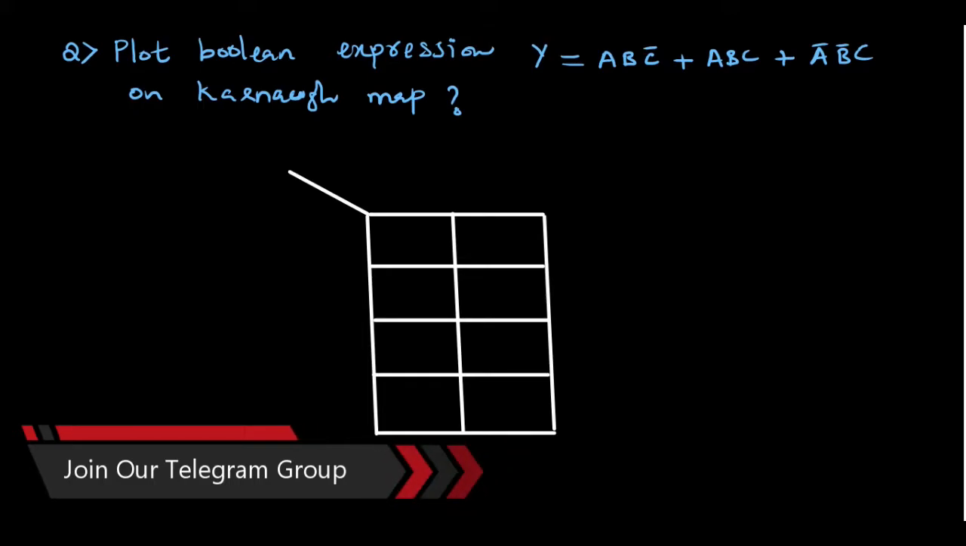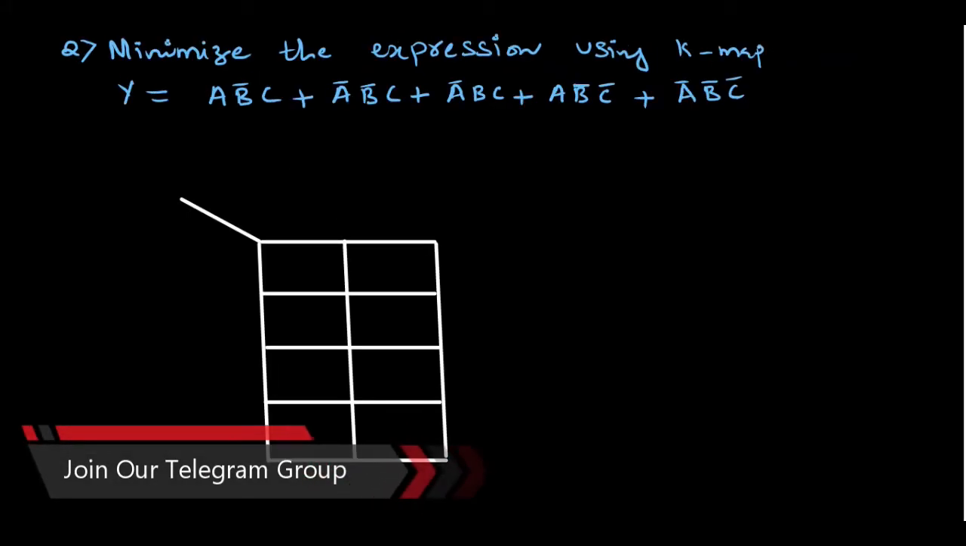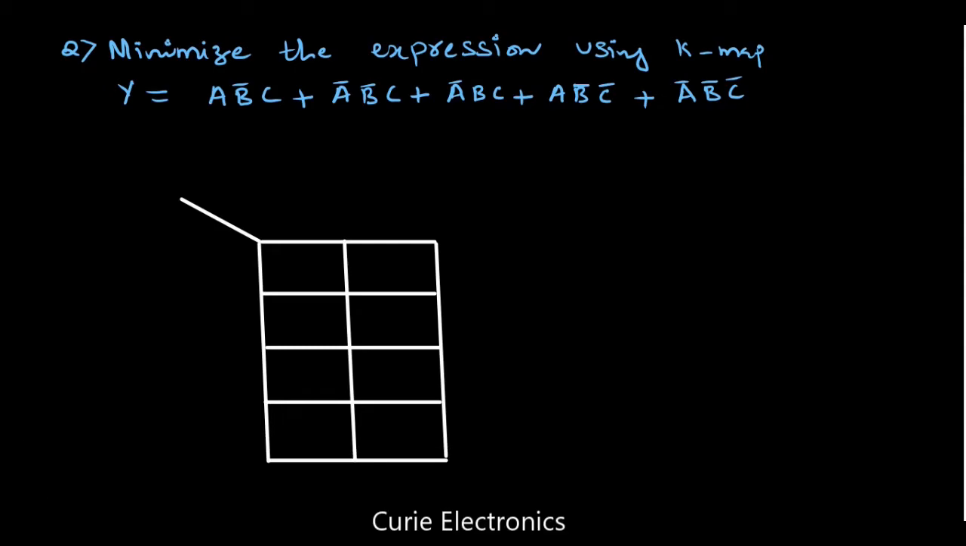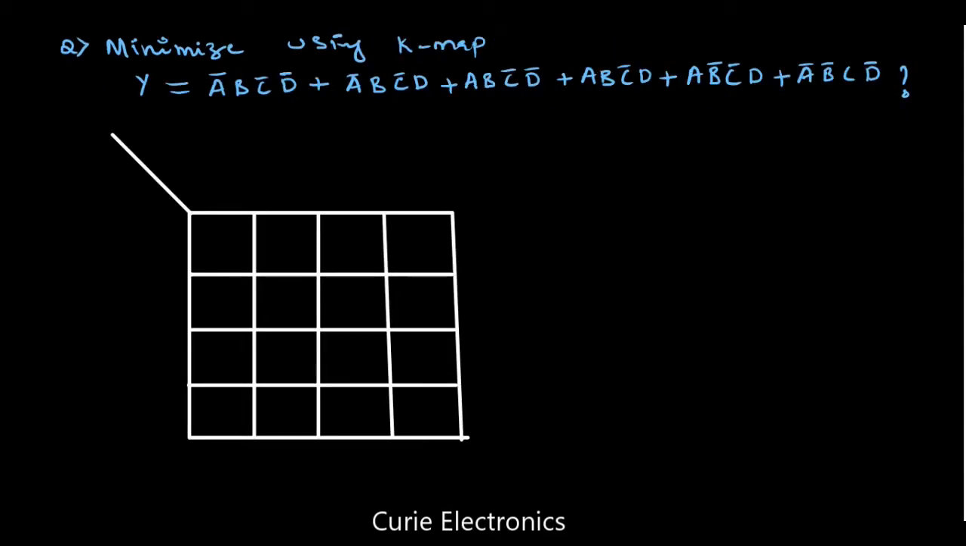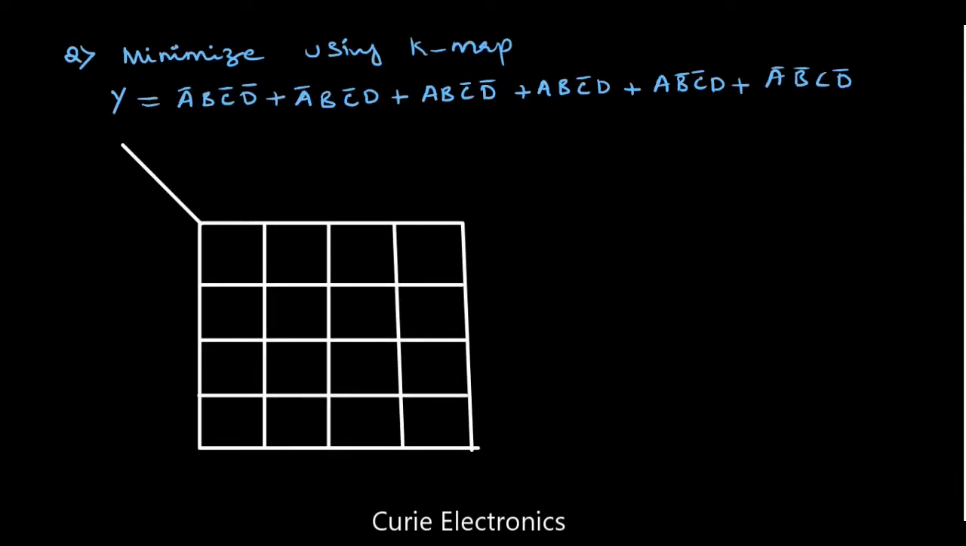So this is the first question, a 3 variable Karnaugh-MAP. We just have to make the Karnaugh-MAP. Then one more, a 4 variable Karnaugh-MAP. Here we have a 3 variable Karnaugh-MAP minimization. Next, a 4 variable Karnaugh-MAP minimization. Again a 3 variable minimization, but with this we will see the various combinations.